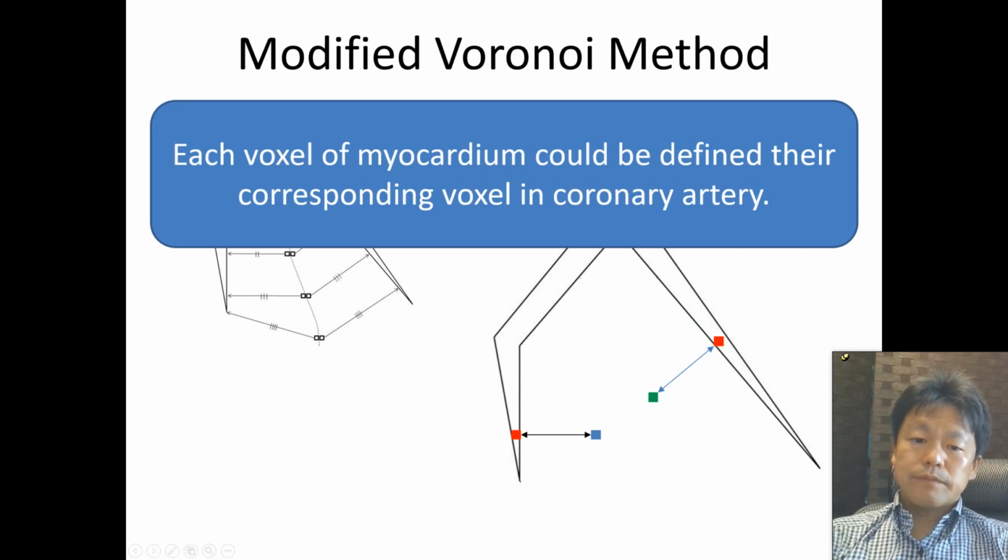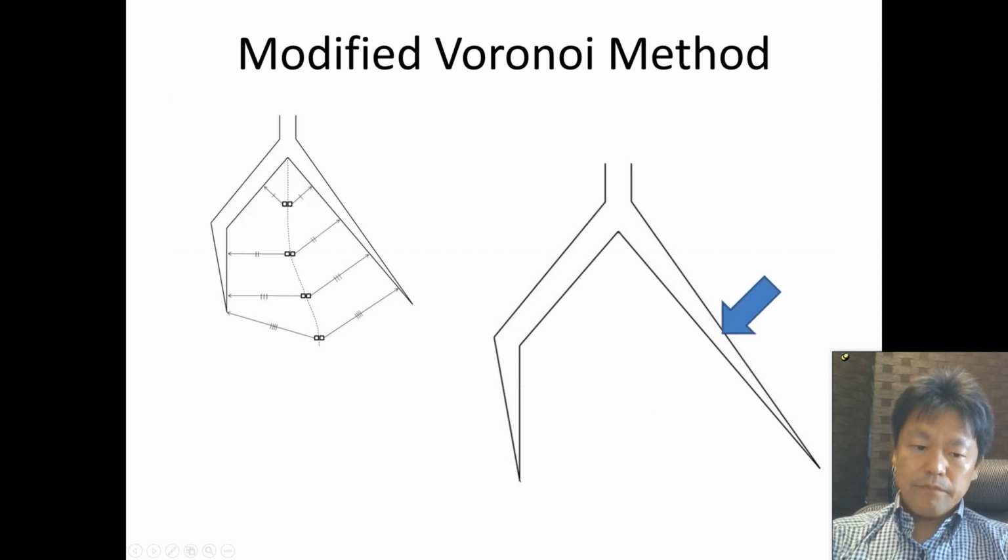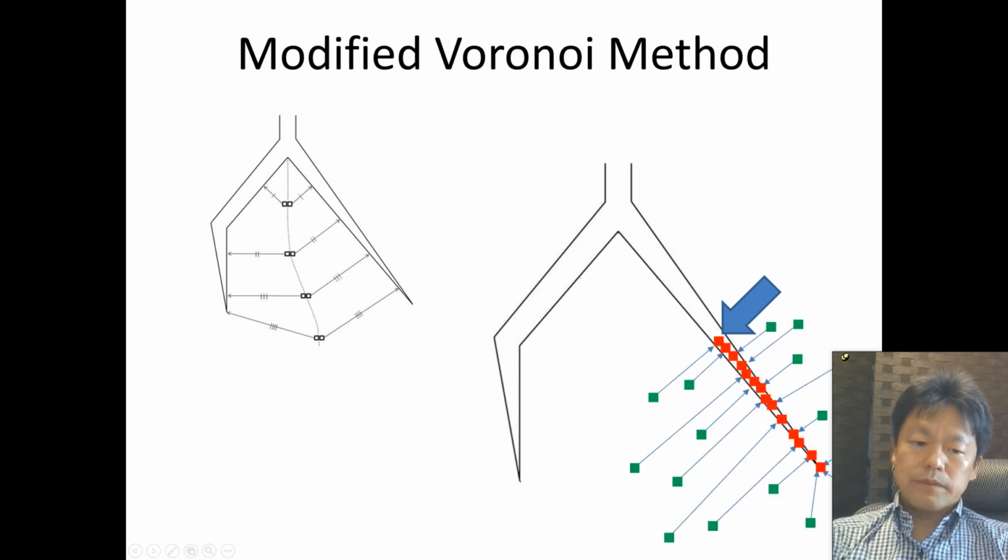Then each voxel of the myocardium can be defined with its corresponding voxel in the coronary artery. After that, we put one index point on the coronary artery, and then sum all the myocardial voxels related to the coronary artery voxels from this index point. This summation is the territory.